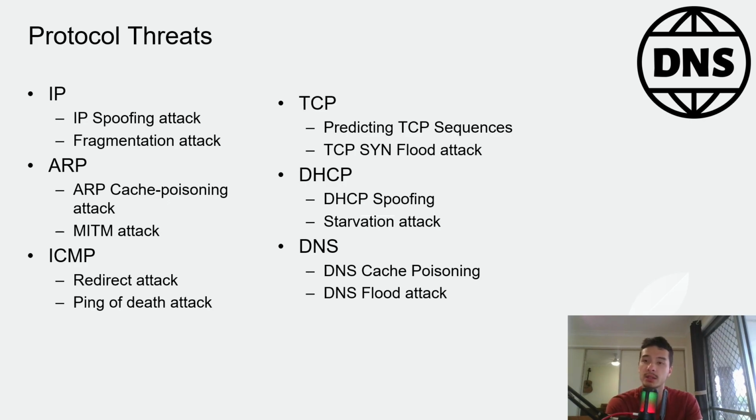So the protocol threats: you've got IP, which is IP spoofing and fragmentation attack. You've got ARP, which is cache poisoning. You've got ICMP, redirect attack and ping of death. You've got TCP, which is predicting TCP sequences and the TCP SYN flood attack. You've got DHCP spoofing and starvation attack, DNS cache poisoning, and DNS flood attack.